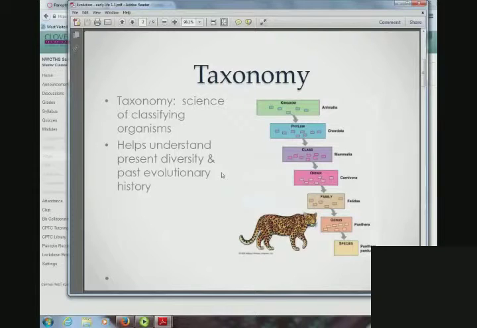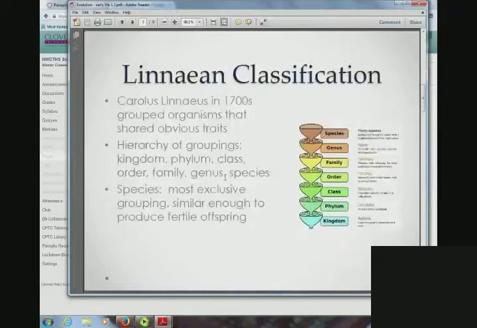Taxonomy is the science of classifying organisms, and it's helpful to understand present diversity and the past evolutionary history. What we've used for several years is the Linnaean classification system. This was developed by Carolus Linnaeus in the 1700s, and it grouped organisms that shared obvious traits. We had a hierarchy of groupings that started with the kingdoms, phylum, class, order, family, genus, and species. The species was the most exclusive grouping, and these were organisms that were similar enough to produce fertile offspring.